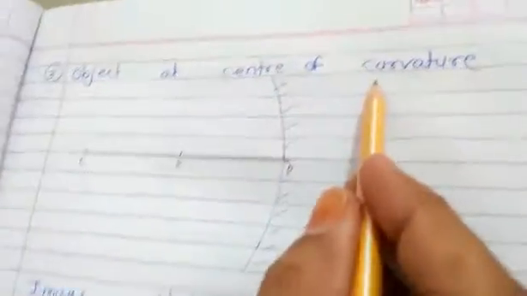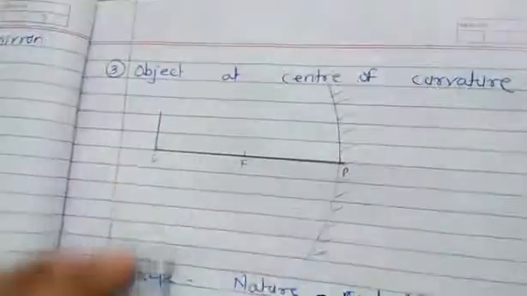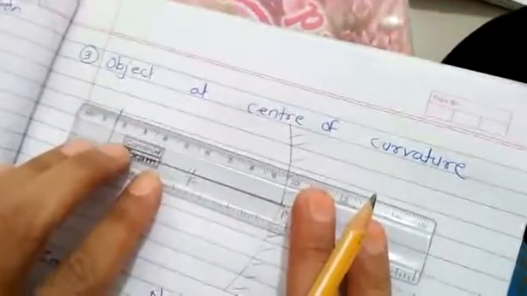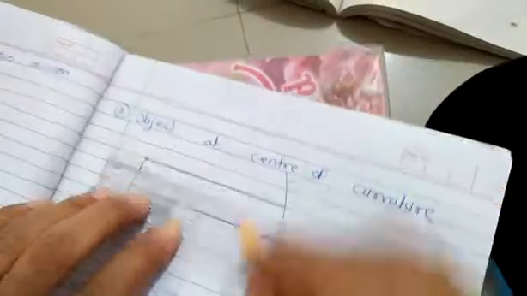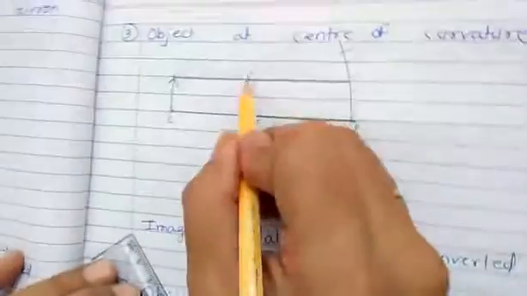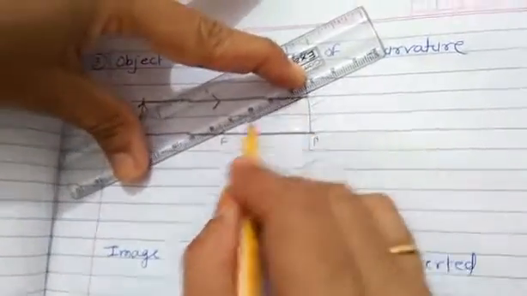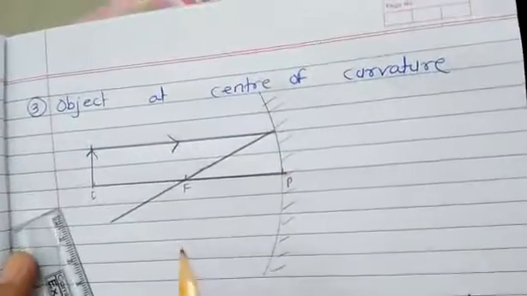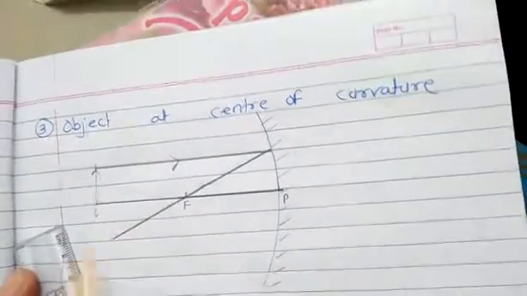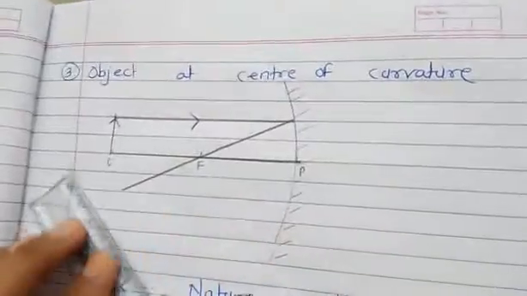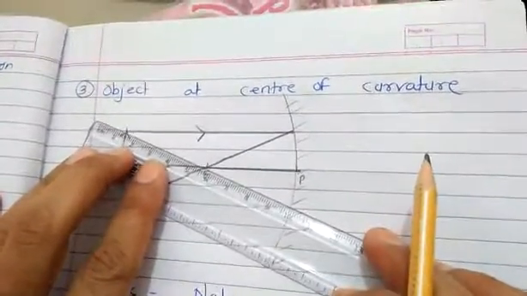Now we will draw the third case, in which the object is at the center of curvature. We have to keep the object at the center of curvature, and the first rule is always the same. This is the incident ray parallel to the principal axis. After reflection it passes through the focus. This diagram is generally highly difficult for students because the image does not form where you want it. So for drawing this diagram we have to draw the second ray.